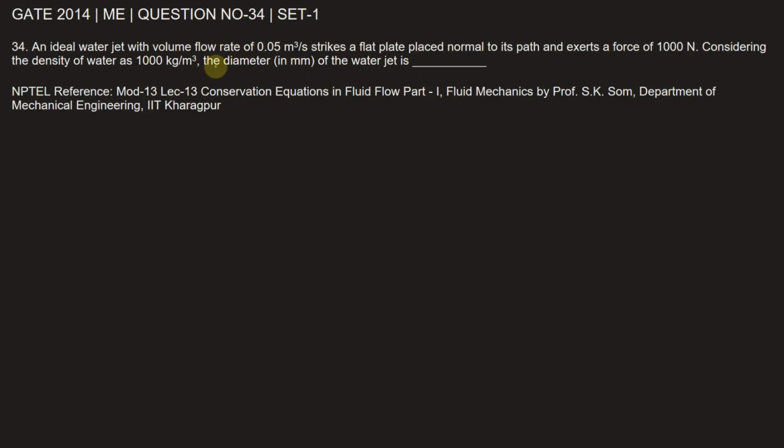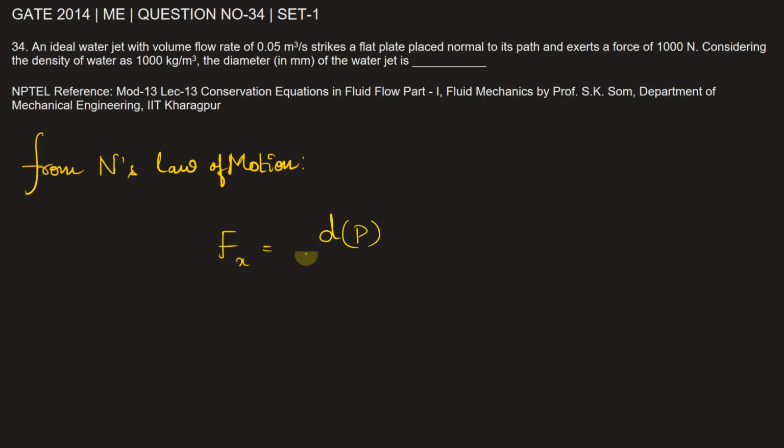So we need to find the diameter of the jet, and that too in millimeter. So from Newton's law of motion, we know that rate of change of momentum in the direction of force is given by, actually, the second law of motion. The rate of change of momentum in the direction of force is given by Fx, the force in x direction, is rate of change of momentum by rate of change of time. Also we write it as dm upon dt.